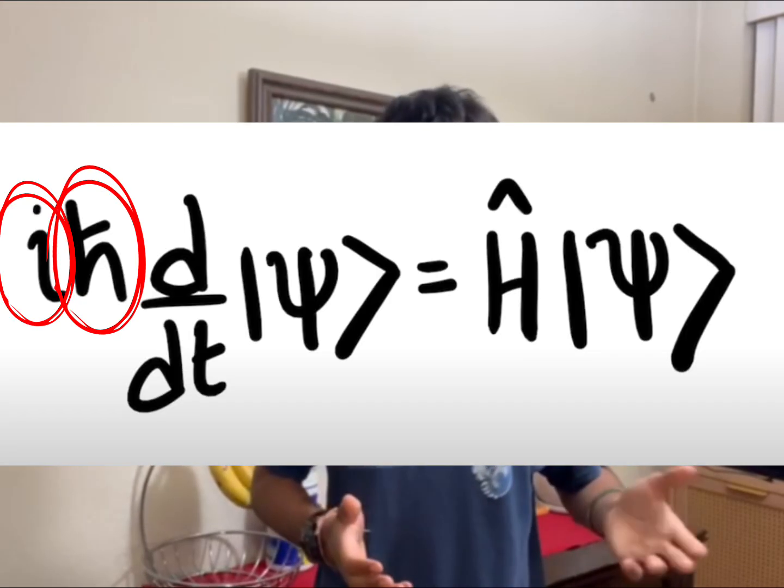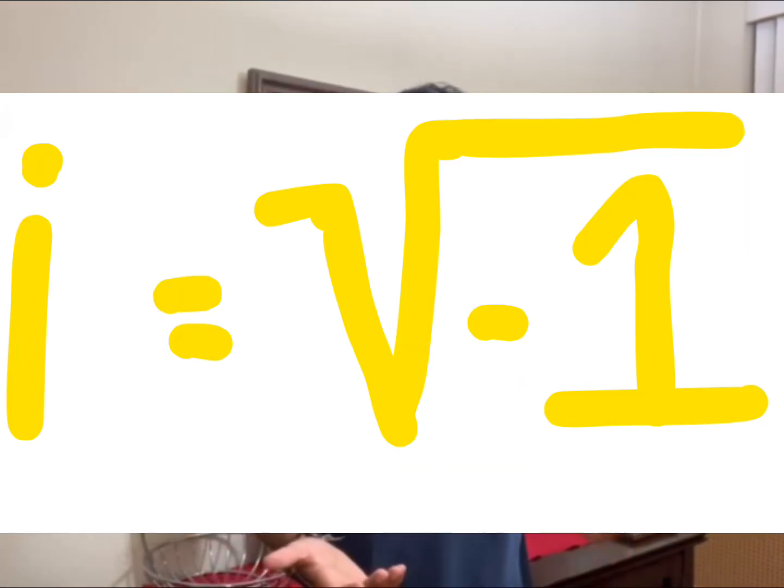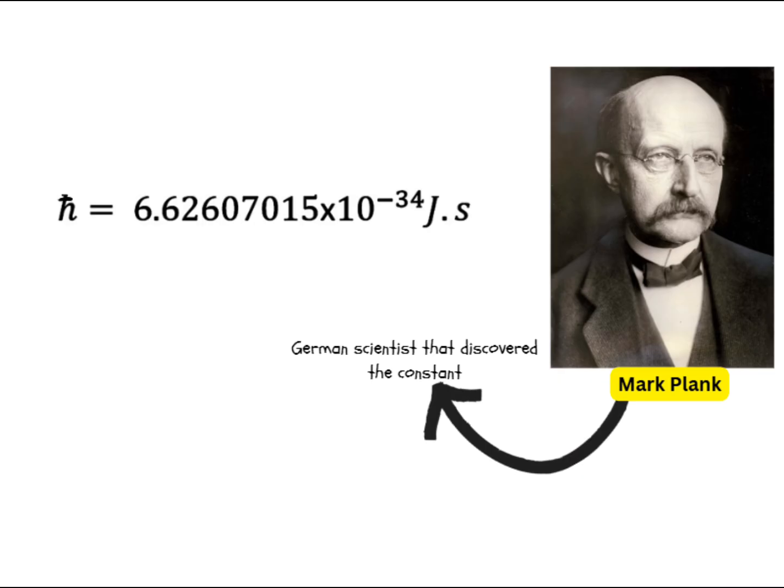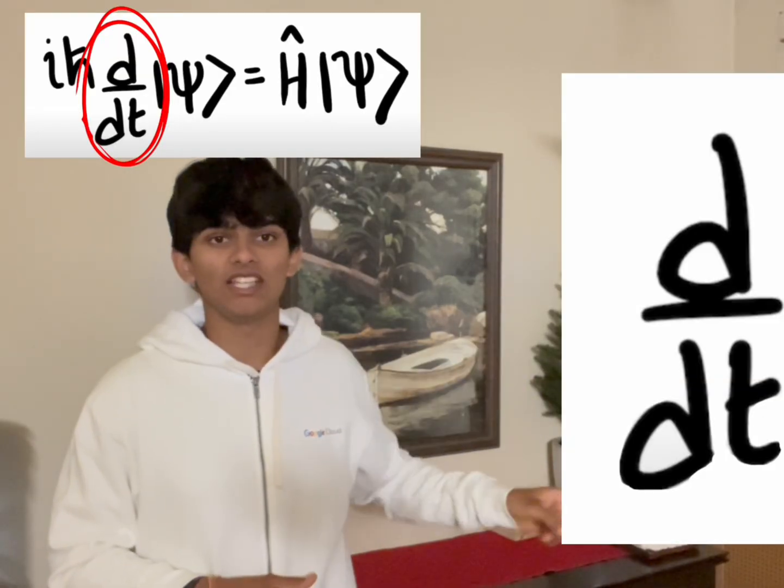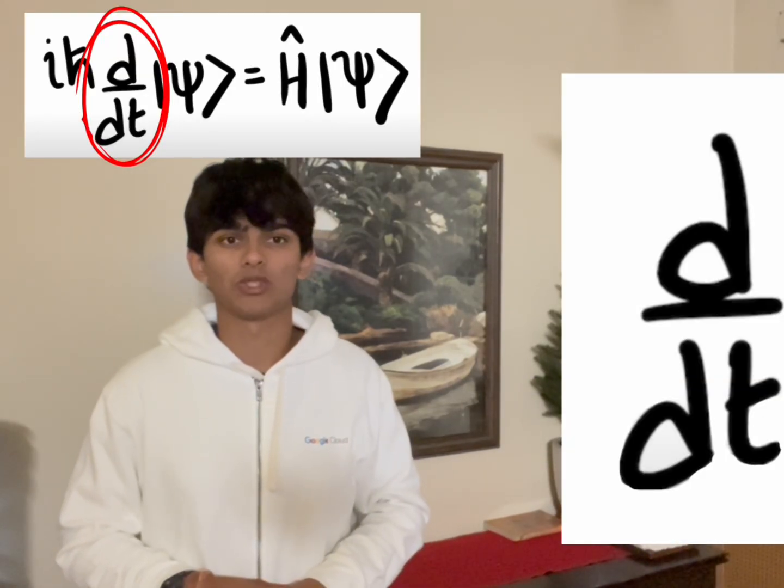What is the rest of this ancient script? For starters, i and h bar are just numbers. The value of i is the square root of -1, while h bar is Planck's constant. Next, this is the d by dt part, which measures how fast something changes with respect to time.